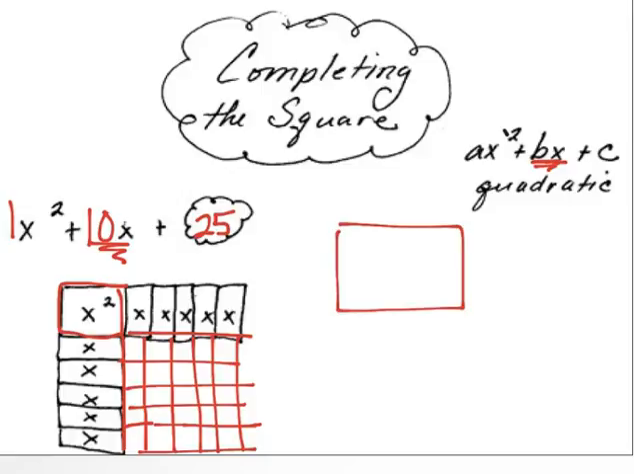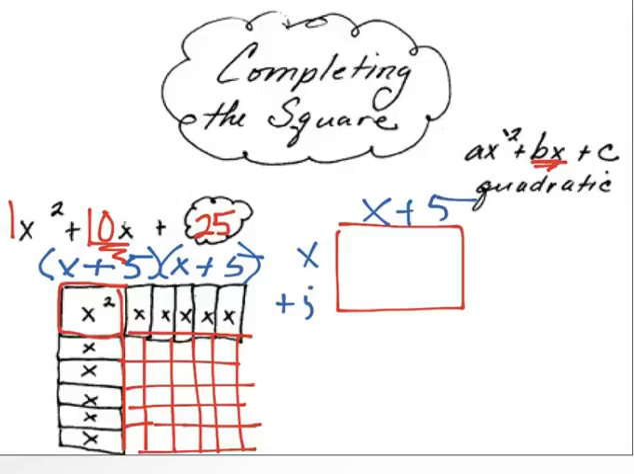So now let's think about this. What multiplies to 25 but adds to 10? That's x plus 5, x plus 5, which is what we wanted. We wanted a square. Now if you look right over here, isn't that what we did? Isn't there 5 of them? Isn't there 5 little x's?